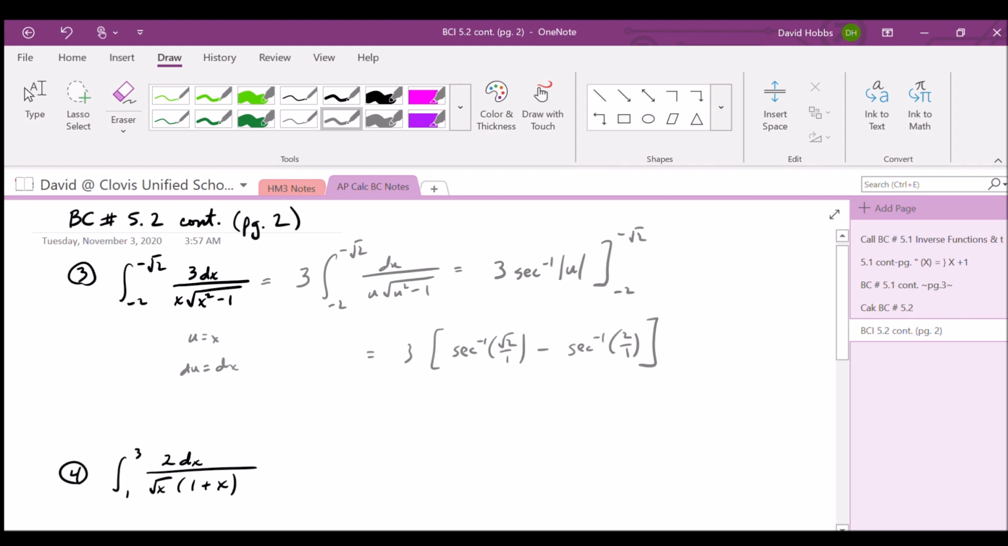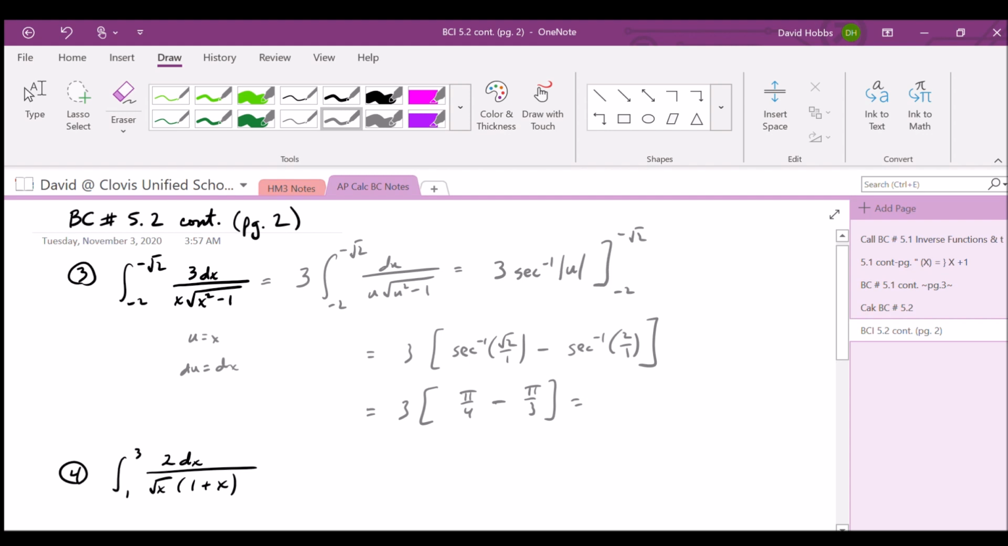And so as I'm doing this one, I'm thinking to myself, okay, what is the angle? Because that's what we do when we're doing the inverse trig stuff. What is the angle that has a cosine of 1 over root 2? Well, that's pi over 4. Minus, what is the angle that has a cosine of 1 over 2? Well, that's pi over 3.